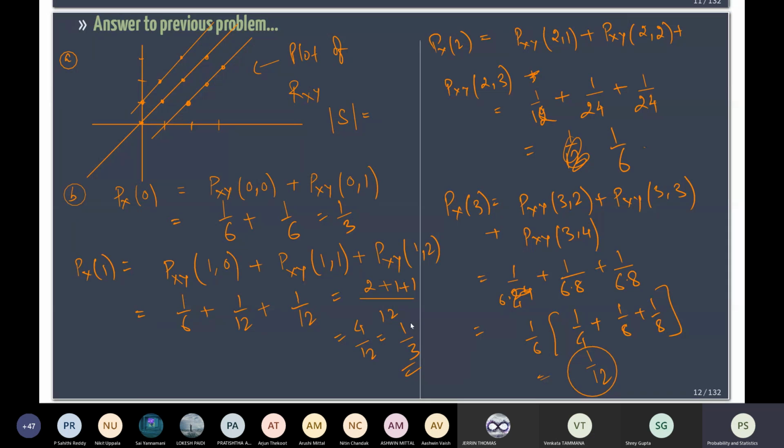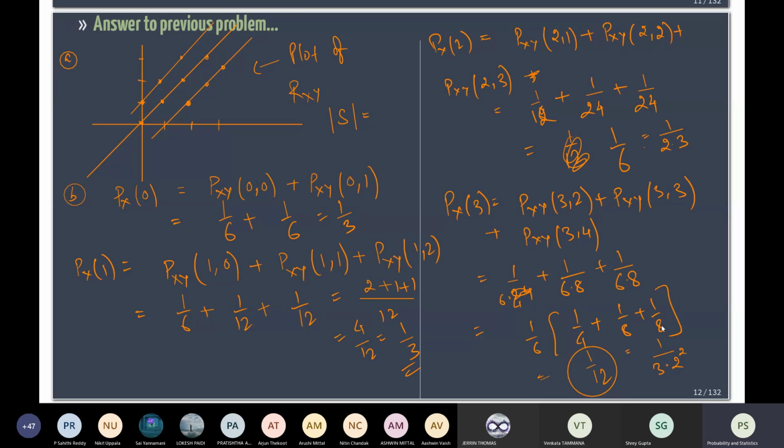So for 0, 1 over 3. For 1, it's 1 over 3. For 2, it's 1 over 6. For 3, it's 1 over 12. Right? So what is going on? 1 over 3 for 1. But then this is like 2 times 3, right? So this is like 1 over 2 times 3. And here it is what? 3, 4 is 12, right? So 3 times 4. Okay, 4 can be written as 2 squared, right?